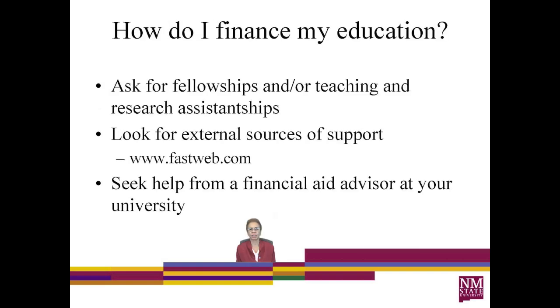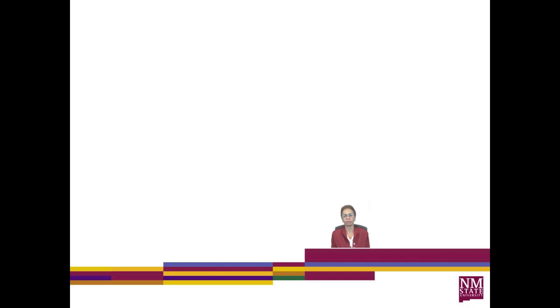So how do I finance my education? If you're in a PhD program, you're looking at 4 to 6 years of support. So as soon as you've been admitted into a program, you want to ask for fellowships and/or teaching and research assistantships. You also want to look for external sources of support, such as fastweb.com. You may want to talk to the financial advisor on the campus where you've been admitted. And please check out our videos on how to finance grad education.